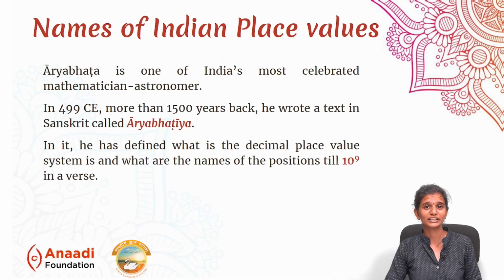We have all heard the name Aryabhatta, right? Aryabhatta is one of India's most celebrated mathematicians and astronomers. In 499 CE, that is more than 1500 years back, he wrote a text in Sanskrit called Aryabhatiya. In it, he has defined the decimal place value system and the names of the positions till 10 to the power 9 in a verse. Now, let us look at the verse.